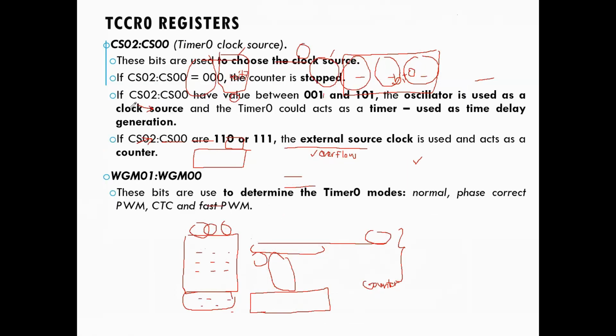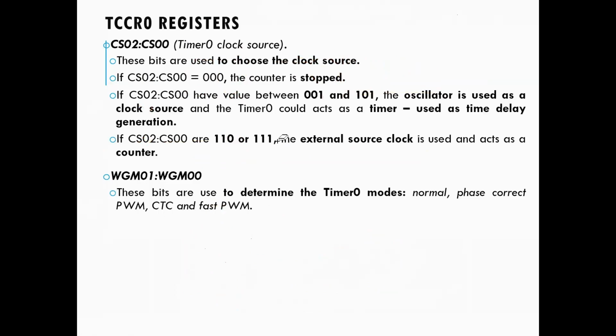Okay, so this here is the value for all of them, summarized from the table before. For CS00, CS01 until CS02, this is for the clock. Either the clock is a delay or a counter. And then WGM is it the overflow method, CTC method, or PWM method. PWM is not covered in this class. However, PWM is pulse width modulation. So moving forward to the next slide.